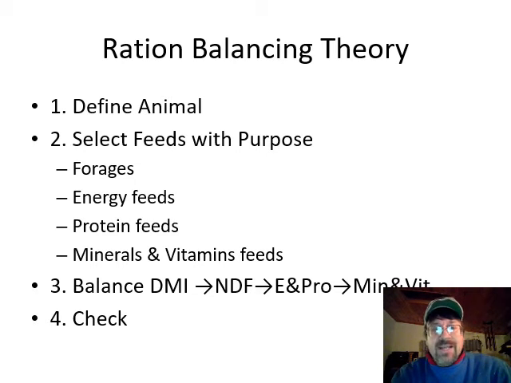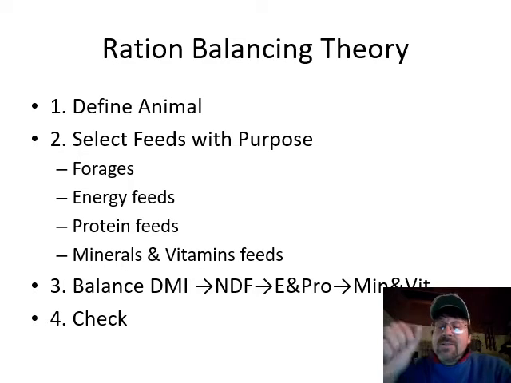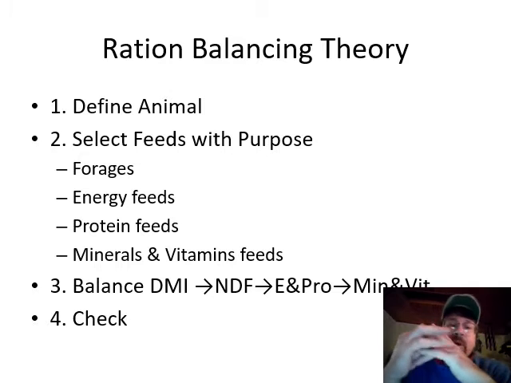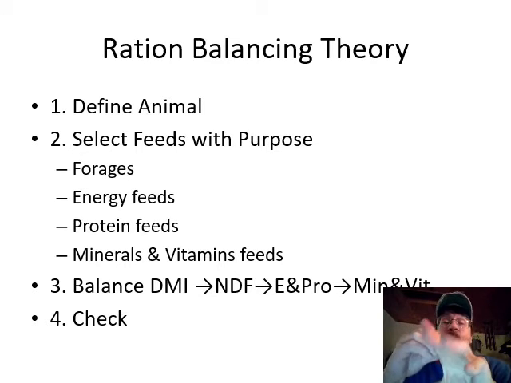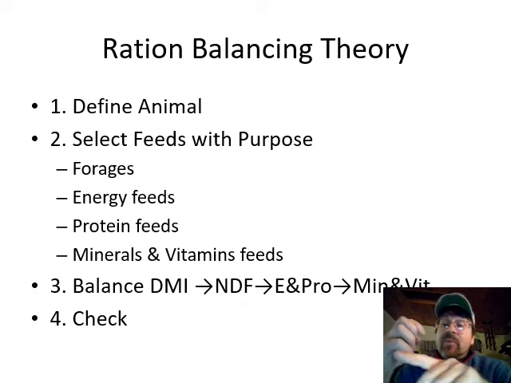Step two, we select the feeds with a purpose. So we're going to look for forages, energy feeds, protein feeds, and lastly our minerals and vitamins to round things out. When we're doing our ration balancing in this kind of state, we have this homework assignment, we have a choice. On a real farm, we got what we got, and we got to make it work some way, shape, or form. There's very little we can purchase. We got to put things together as best we can. With this ration balancing, we can make choices.